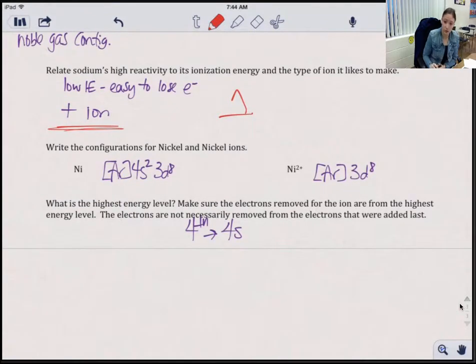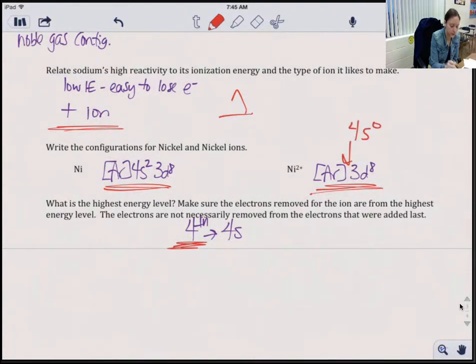The last thing is we deal with D block electrons and nickel ions. Okay, so nickel, for example, is argon 4s2 3d8. Now, if you were actually to have nickel 2+, it would actually be argon 3d8. Okay, the highest energy level is actually the 4th one. So you make sure the electrons are removed from the ion that are from the highest energy level. They're not necessarily the ones that you add last, they're always the ones with the higher number. That's why you see no 4s2 there.